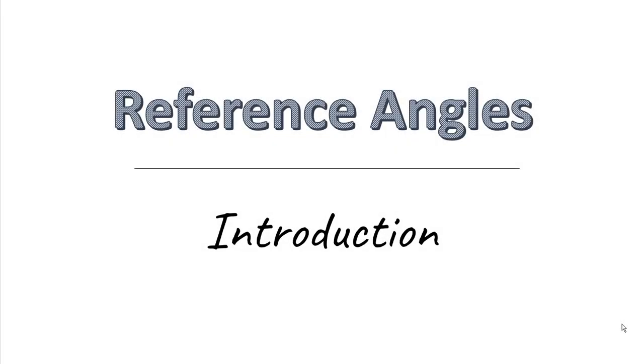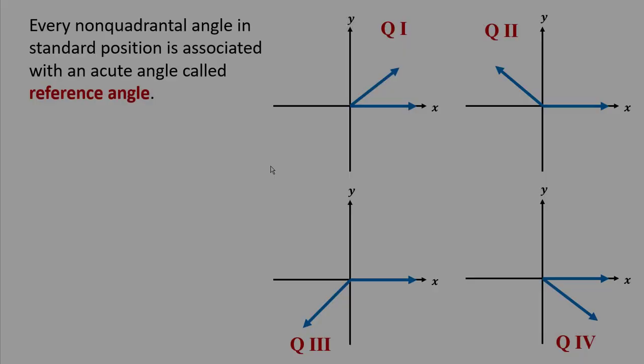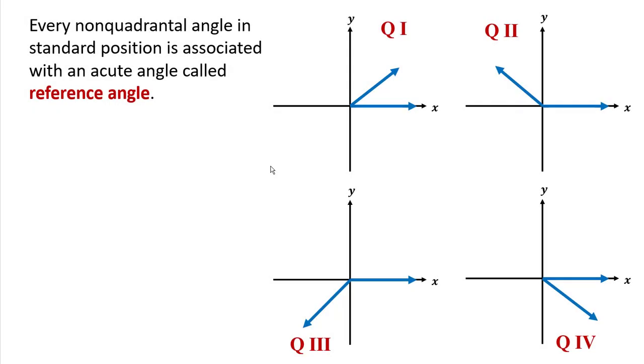In this video, we're going to talk about reference angles. Every angle in standard position that terminates in one of the four quadrants is associated with an angle that's called a reference angle. A reference angle is always acute, meaning between 0 and 90 degrees.